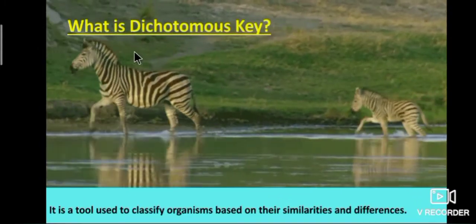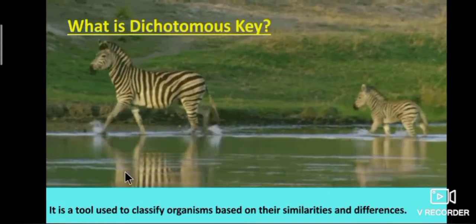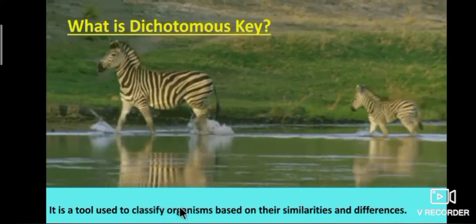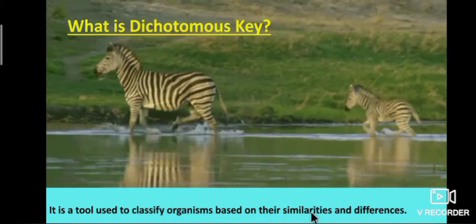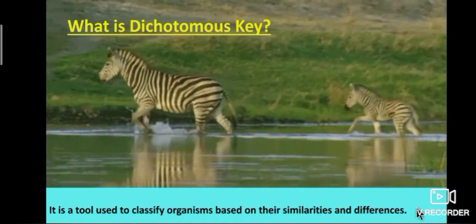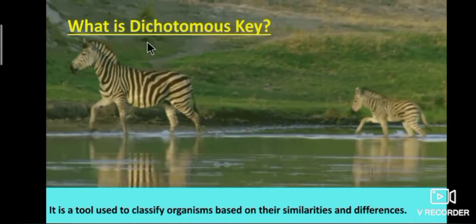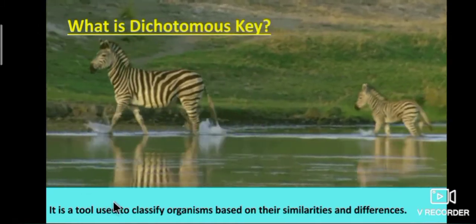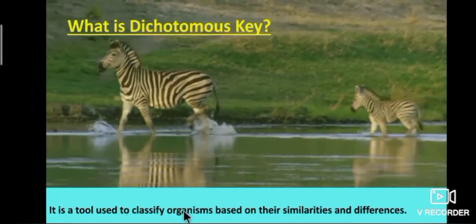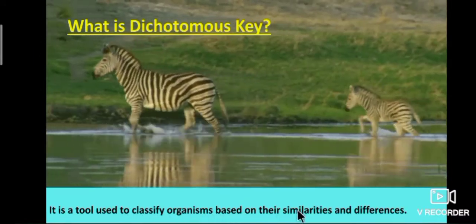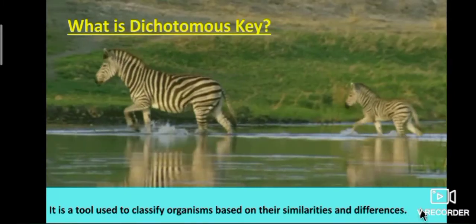Tell me, what is a dichotomous key? It is a tool used to classify organisms based on their similarities and differences.